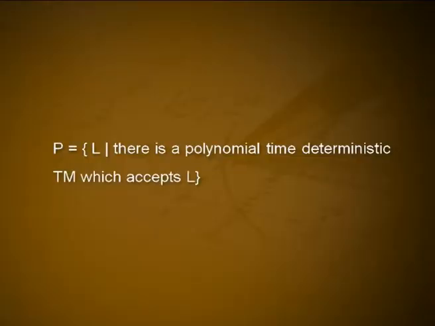The Turing machine M is an algorithm if it halts for all inputs, and then time_M of n is defined for all n. Then the class P is defined as the class of problems which can be solved by polynomial time deterministic algorithms. Problems in P can be solved quickly. P is the set of all L such that there is a polynomial time deterministic Turing machine which accepts L.